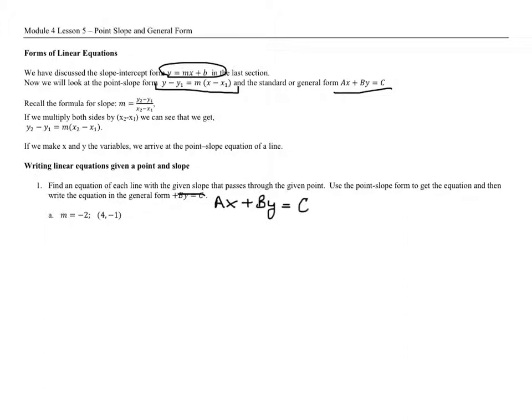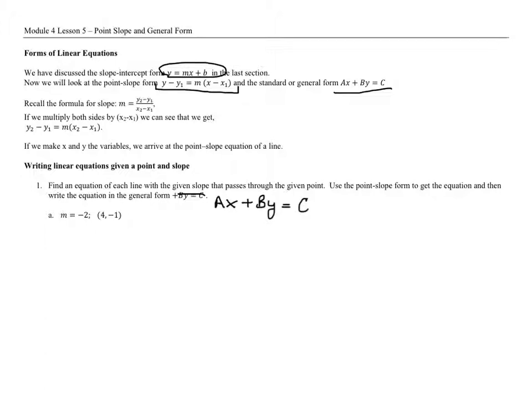Now we all know the formula for slope, and if we multiply both sides, clearing the fraction of this equation, we would multiply by x2 minus x1. We can get y2 minus y1 equals m times x2 minus x1. And if we make x and y the variables and substitute in, I put y in for y2 and x in for x2, we arrive at this nice point slope equation of a line. So let's take a look at the first example.